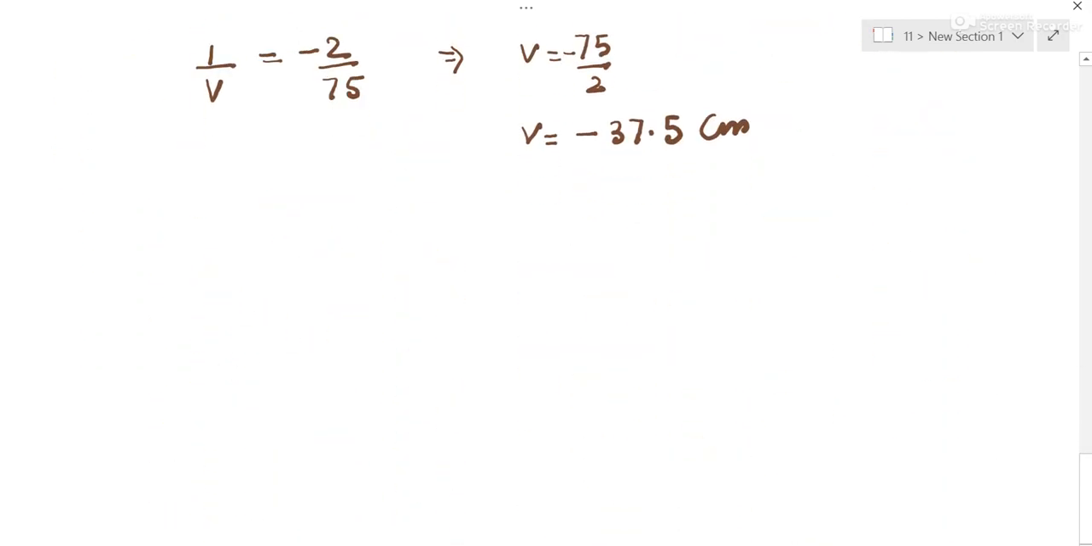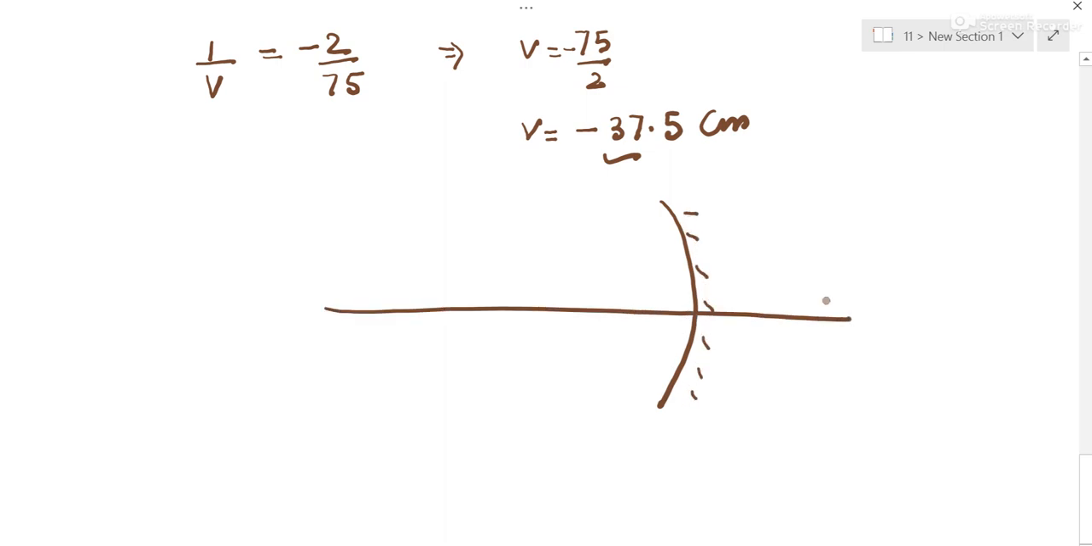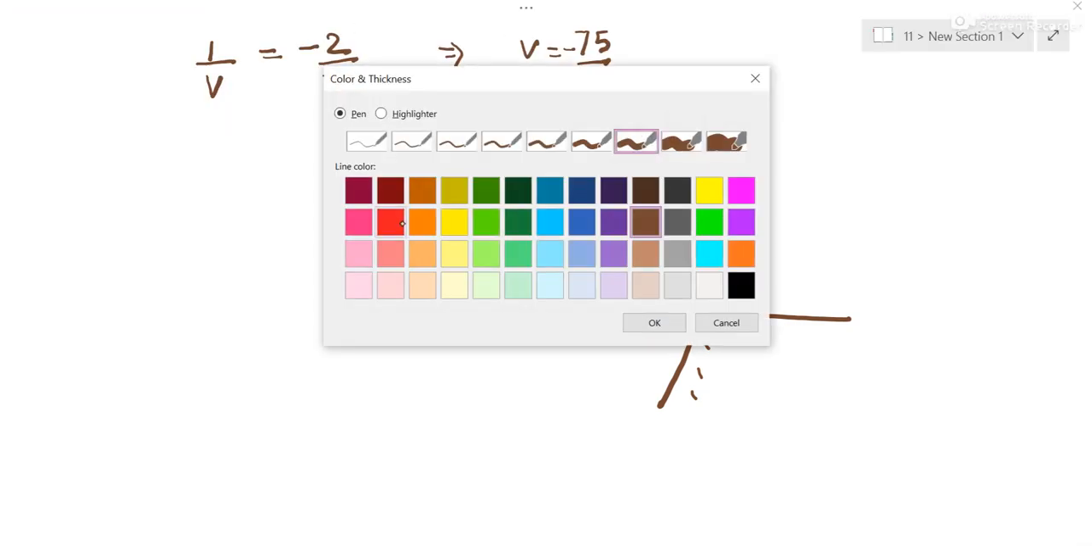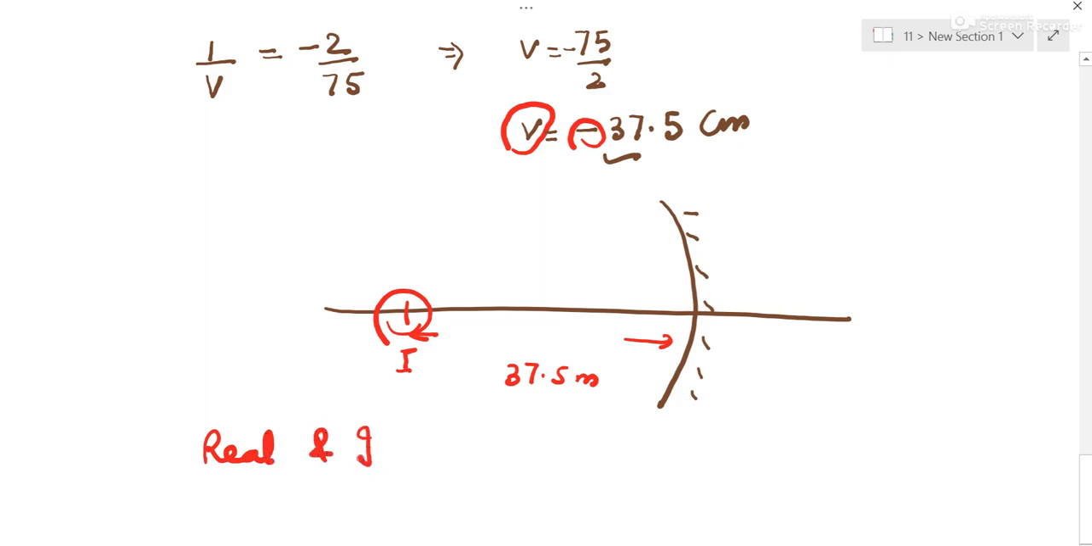So we can come to this. See, V is negative, that means the image is formed in front of the mirror. Where is the image formed? In front of the mirror, because it is negative. V is the distance of the image. The image distance is in front of the mirror, because it is negative, at 37.5 centimeter. Okay, and how is the image formed in front? It is formed real and inverted, and behind it is formed virtual and erect. This is the nature.